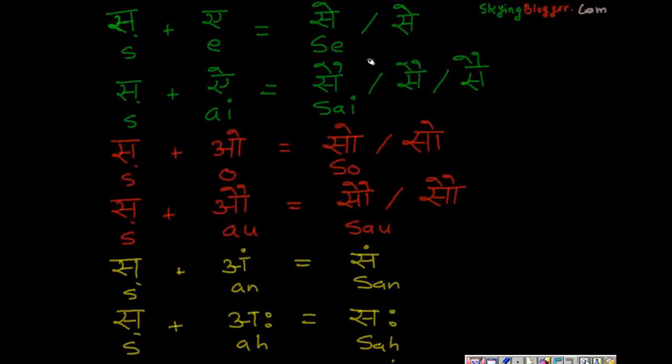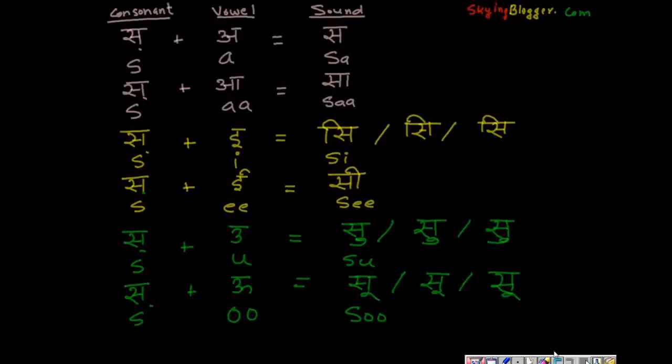So let's revise. Say, S-E, say. S-A-I, say. S-O, so. S-A-U, so. S-A-N, sun. And S-A-H, sa. So from the initial, sa plus a, sa, sa plus i, si, right? Again, su, su, right?